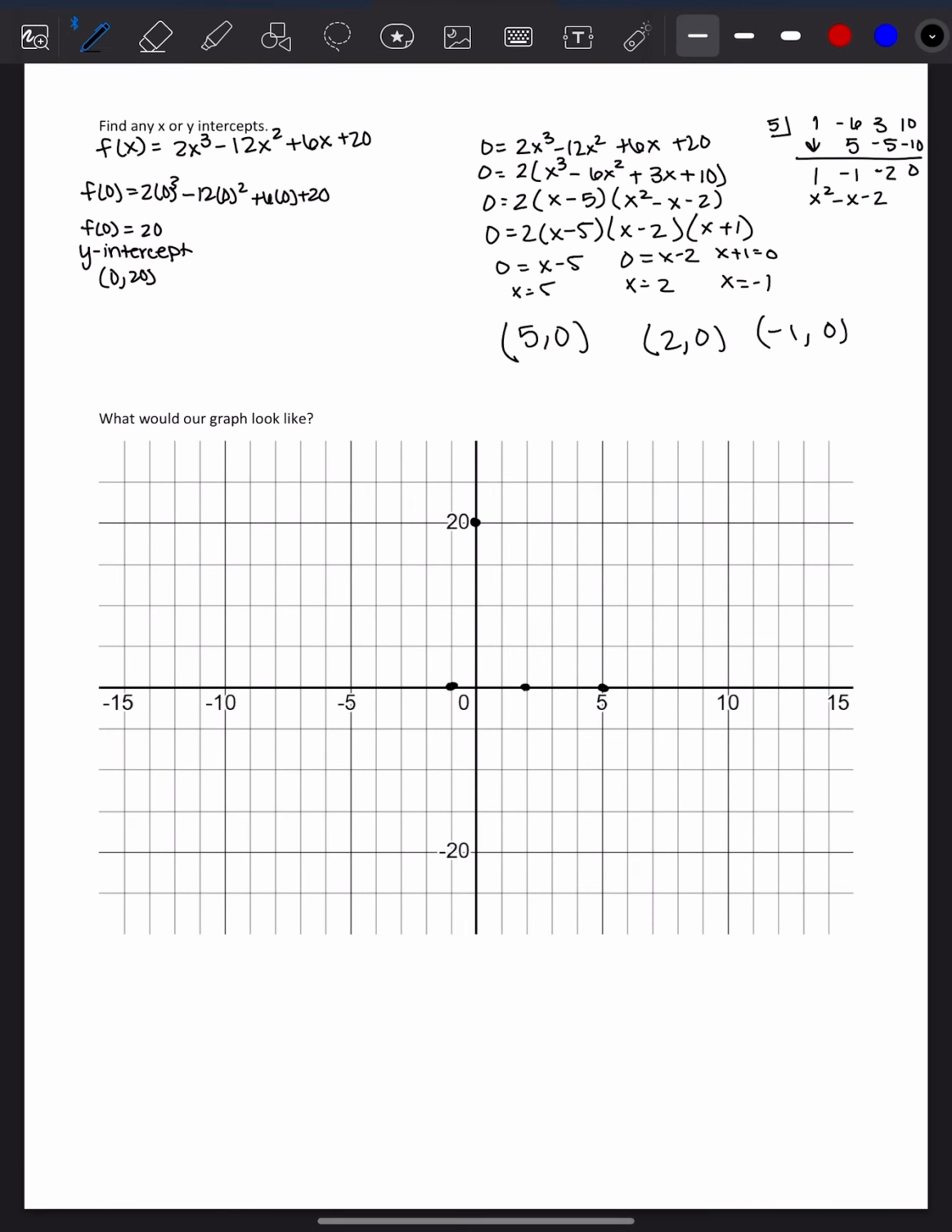The other things that I know is that I have a point of inflection at 2. So right here I have a point of inflection. Everything before that is concave down. Everything after that is concave up.